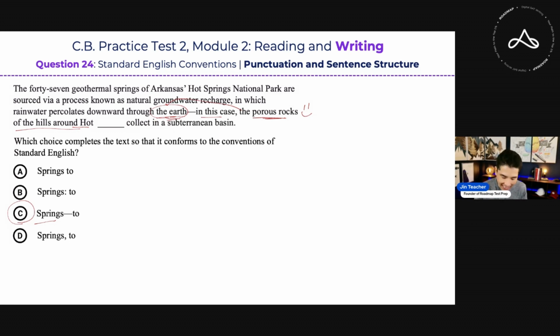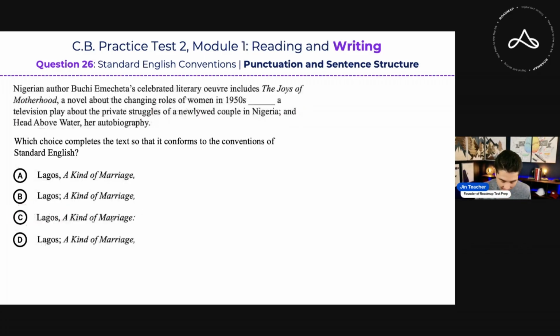Usually when you already have one dash in the sentence, usually the second dash in the answer choice is correct. You just have to check those two things, those two things that I gave you tips for.